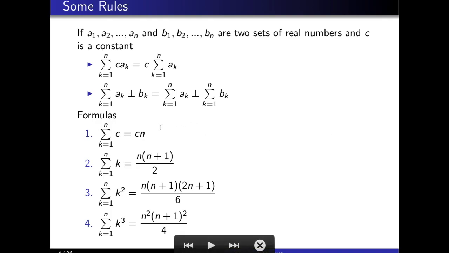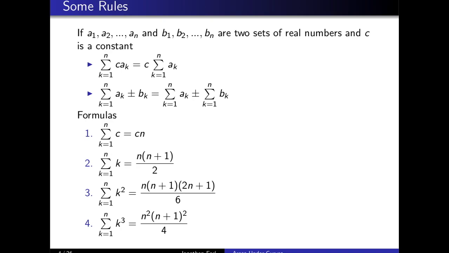Okay, so as we had before, if we sum from k equals 1 to n just a constant, that's going to be our constant times n, because you'd have c plus c plus c, n times. If you have the sum from k equals 1 to n of just k, that will be n times n plus 1 all over 2. If you sum up k squared from k equals 1 to n, that's n times n plus 1 times 2n plus 1 all over 6.